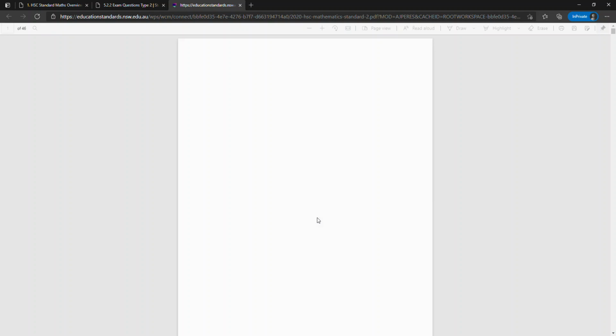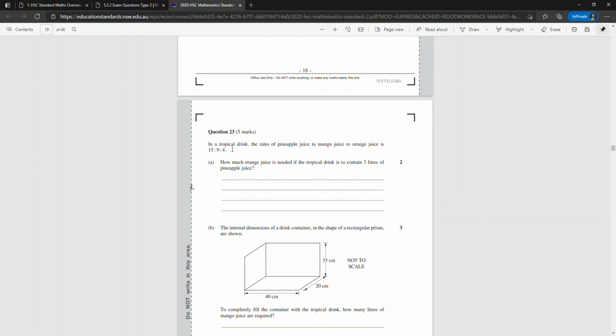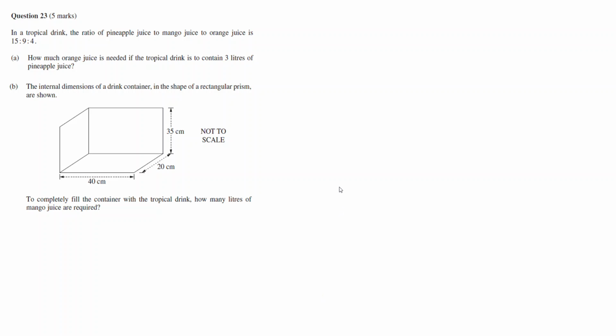Open question number 23. What you're told is a ratio of different juices in a tropical drink. This is that ratio. And then the question asks how much orange juice is needed if a tropical drink contains 3 liters of pineapple juice. So you need to play around with these ratios to work out the orange juice. So let's take this out first. So we are here.